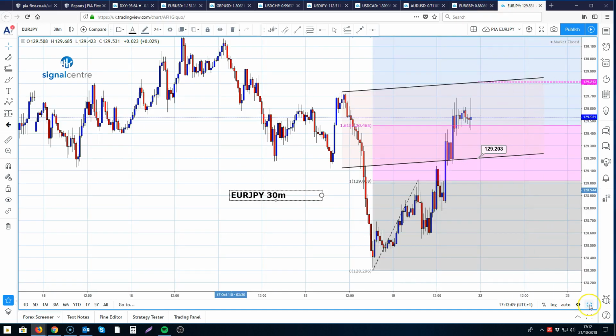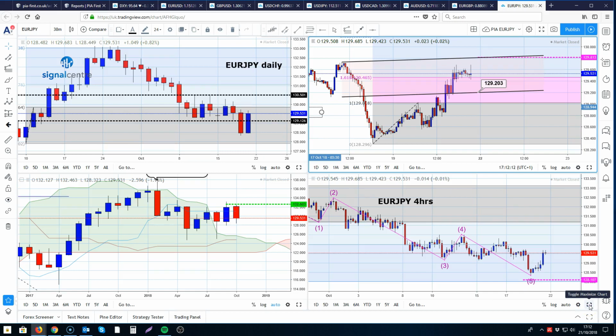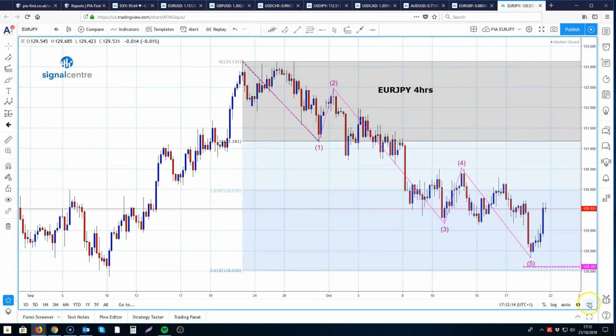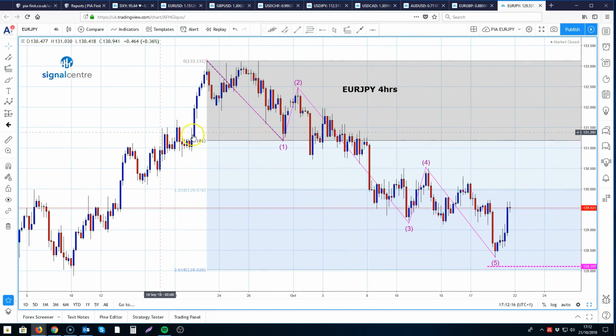Euro yen, let's just break down time frames on this pair. 5-wave move to the downside. We really were quite attracted, if you like, towards this area because we had a 261.8% extension at 128.02, and we had our bespoke support at 128.10. Didn't make it, and we have seen quite a decent move as well to the upside.